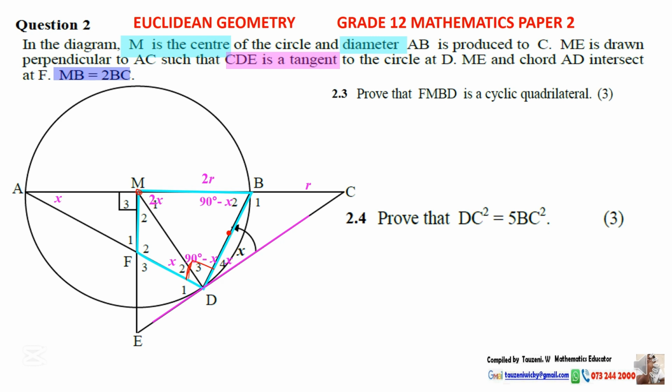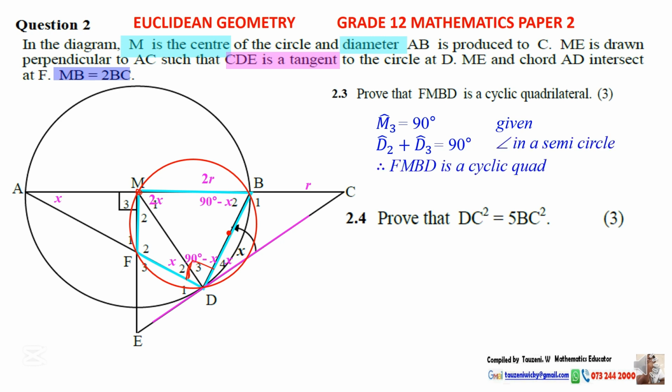We have a theorem that says an exterior angle of a cyclic quadrilateral is equal to the opposite interior angle. If we put a circle around here, we can see that M3 is an exterior angle and D2 plus D3 combined is the interior angle. Therefore, FMBD is a cyclic quadrilateral. That is my answer for question number 2.3. Now, the reason for the last one is the converse of the exterior angle of a cyclic quadrilateral is equal to the opposite interior angle.